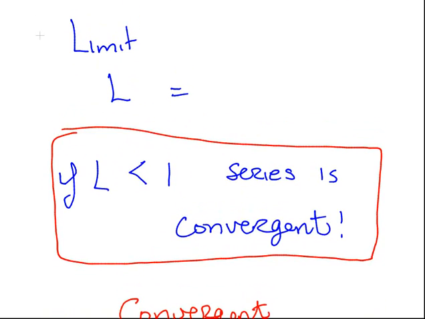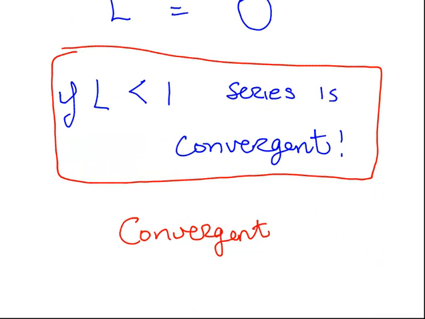L is 0. Now, if L is less than 1, the series is convergent. By the way, don't be worried if you get a 0, because that's a perfectly plausible answer for this sort of problem. That is actually the case we have here. L is less than 1, so we can say that the series is convergent. That is the job done.